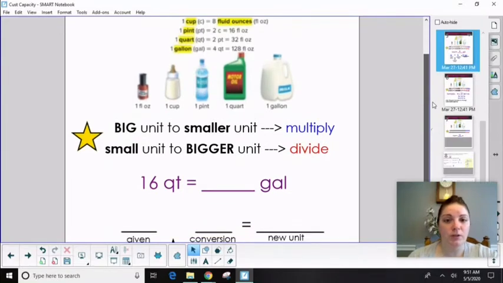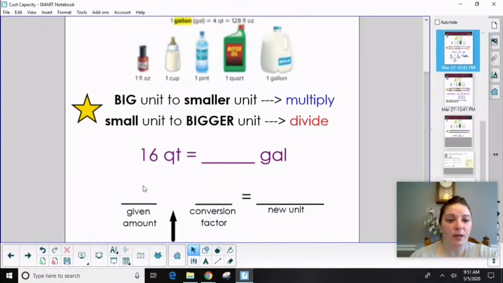16 quarts equals how many gallons? So we need to identify, we're talking about quarts right here. We have 16 of them. How many gallons would that be? Our given amount is 16. And then we need to think, are we going big to small or small to big? Well, quarts to gallons. Quarts are smaller than gallons. So we're going small to big, which is division.